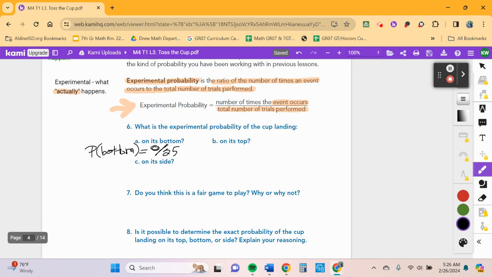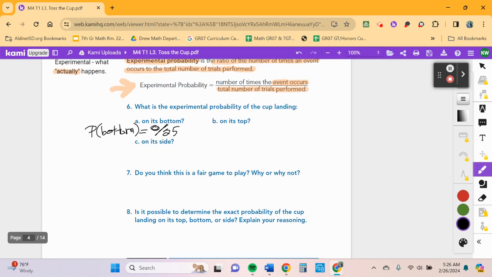Then you're going to answer B and C on your own. Number 7 says, do you think this is a fair game to play? Why or why not? And number 8 says, is it possible to determine the exact probability of a cup landing on its top, bottom, or side? Explain why or why not. Set a timer for about 2 minutes max, and go ahead and answer 6 through 8. Pause here.